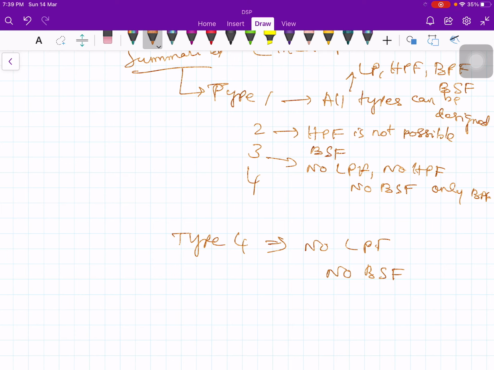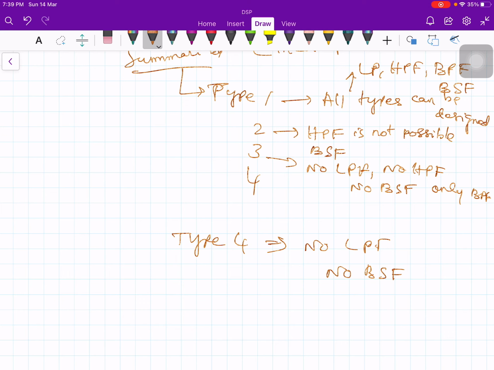Now as you know, these depend on the zero locations. Where it is restricted, there is a zero at +1 or -1 or both. Therefore, that summarizes our discussion of linear phase filters. So that's all about this. Let me stop at this point.